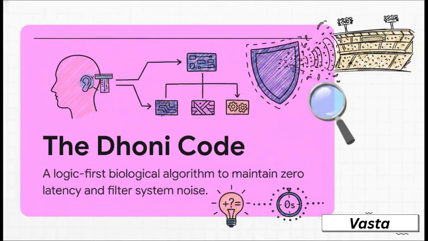We call this the Dhoni code. It's essentially a logic-first algorithm. When 30,000 fans are screaming, a normal player hears overwhelming, crushing pressure. But Dhoni's mind? It treats that roaring stadium simply as static noise. He just filters it out entirely so he can execute pure, probability-based maneuvers with basically zero latency.